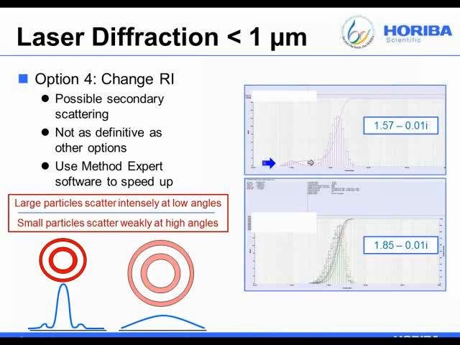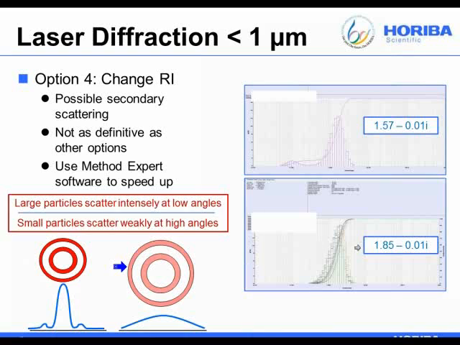Because most light scattering instruments are a little bit of a black box, you begin to question what's really going on inside the analyzer. And this is perfectly normal and very easily explainable. It gets back to this relationship that's at the heart of laser diffraction analyzers, which is that large particles scatter very intensely at low angles, and small particles scatter very weakly at high angles.